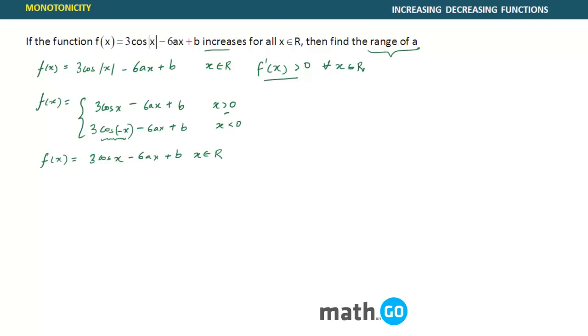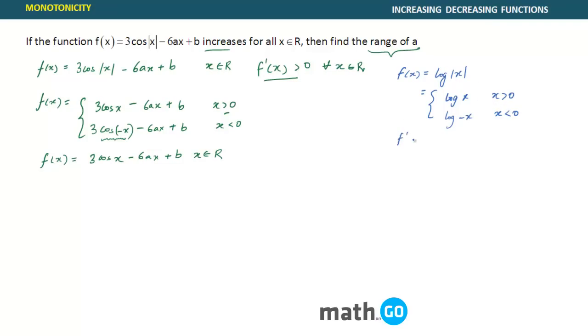Before going further, I would like to highlight another important function which behaves something like this, and it is generally asked in problems. For example, f x is given to be log modulus x. So how will you find f dash x of this function? Again I'll split the log mod in two parts: log x for x greater than 0, and log minus x for x less than 0. Mind you, we cannot include x equal to 0 because it is not in the domain.